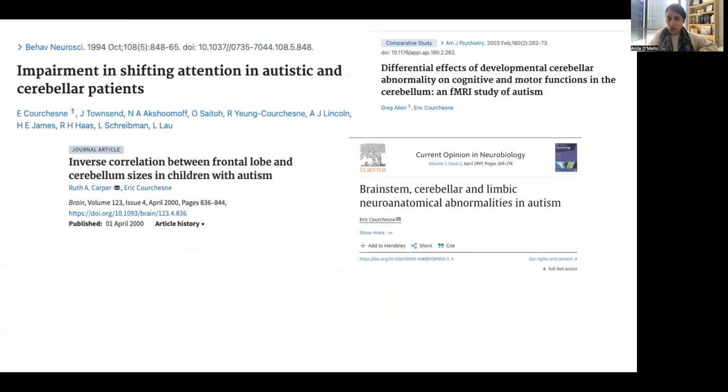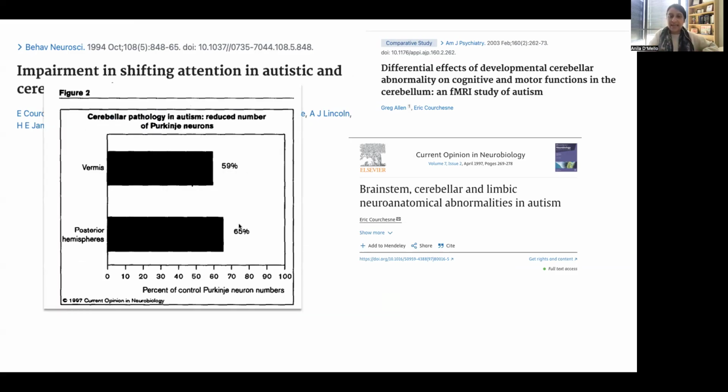And this isn't new. In the 90s and early 2000s, Eric Courchesne primarily, but many others, published a lot about these findings, right? They found cerebellar differences in autism, and they were kind of all over the place. In these early works, published in 1997, they found that pathology in autism, for example reduced number of Purkinje cells, was primarily located in areas like the vermis, the posterior vermis, and also the posterior hemispheres, right?